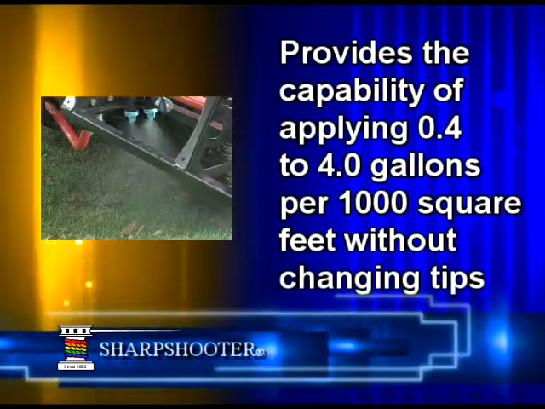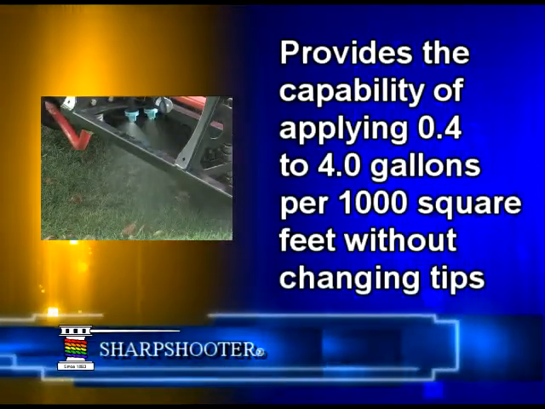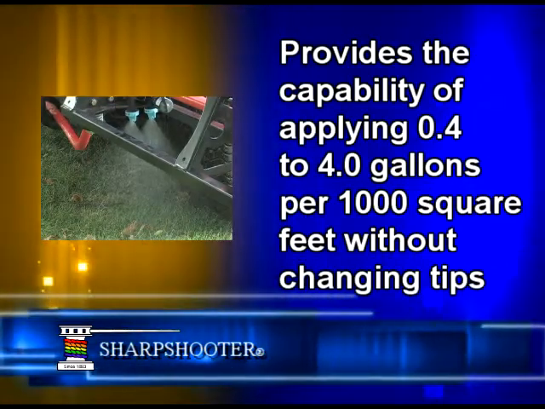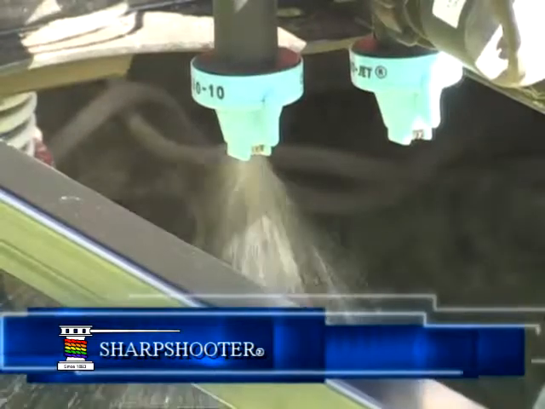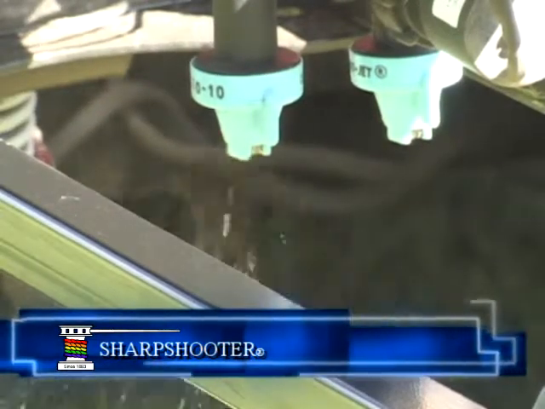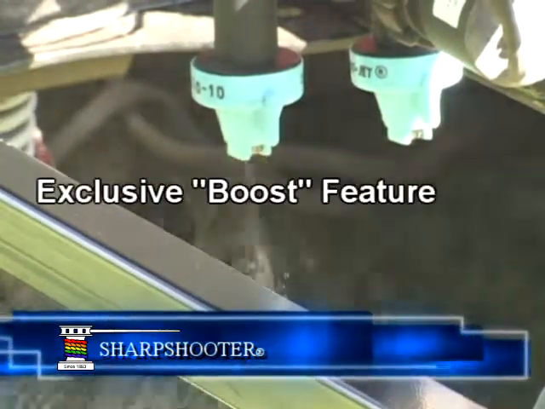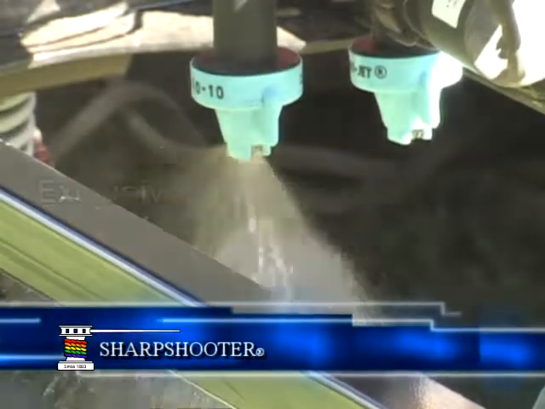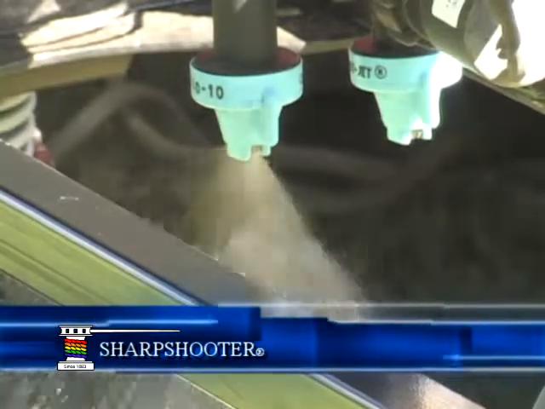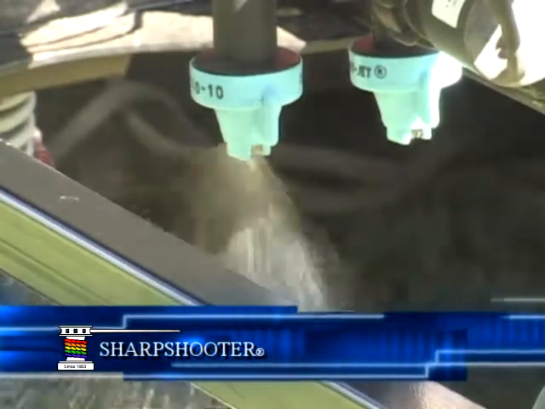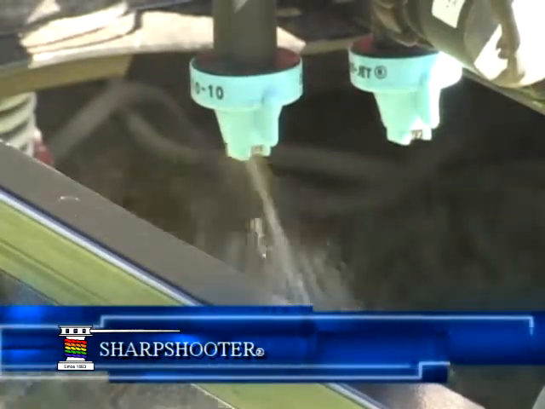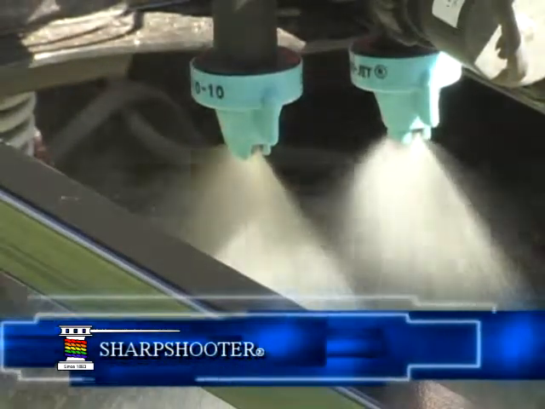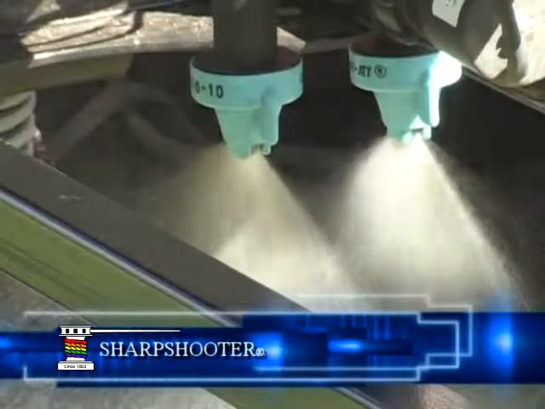Sharpshooter provides the capability of applying 0.4 to 4.0 gallons per 1,000 square feet without changing tips. Sharpshooter achieves the entire rate range by utilization of an exclusive boost feature. This feature uses 2 tips mounted on a pair of nozzle bodies spaced 20 inches apart. Sharpshooter has the unique and innovative ability to coordinate flow through one or both tips to attain the desired rate while maintaining a constant pressure and droplet size.